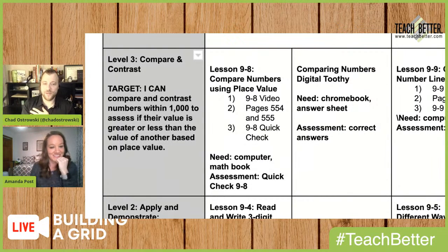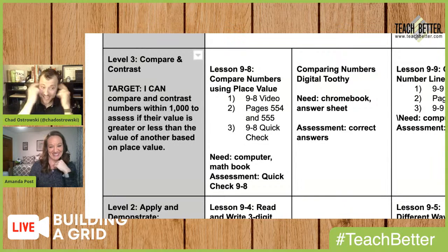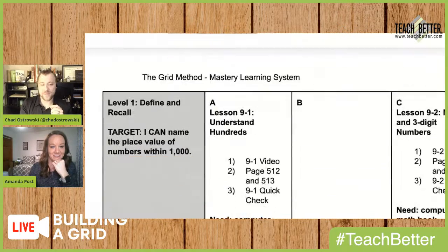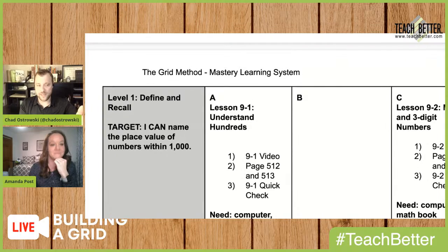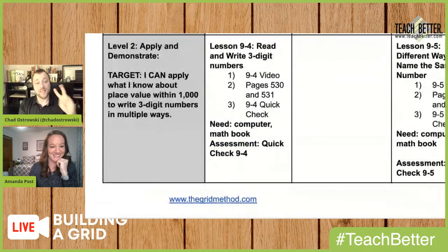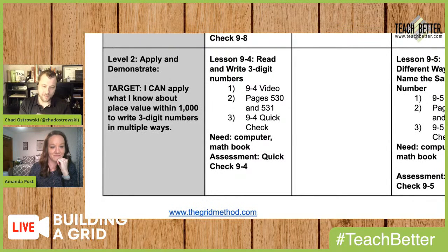So at this point, just to review, and once again, every time I write a target, I'm going to do this, and it's going to get monotonous, but this is how I want you to think about these things to make sure you're doing this the right way. So our level 1 is going to be, I can name the place value of numbers within 1,000. I like that. We changed that a little bit. Level 2, apply what I know about place value within 1,000 to write 3-digit numbers, so they know what those place values are. They can apply and write those numbers with understanding.